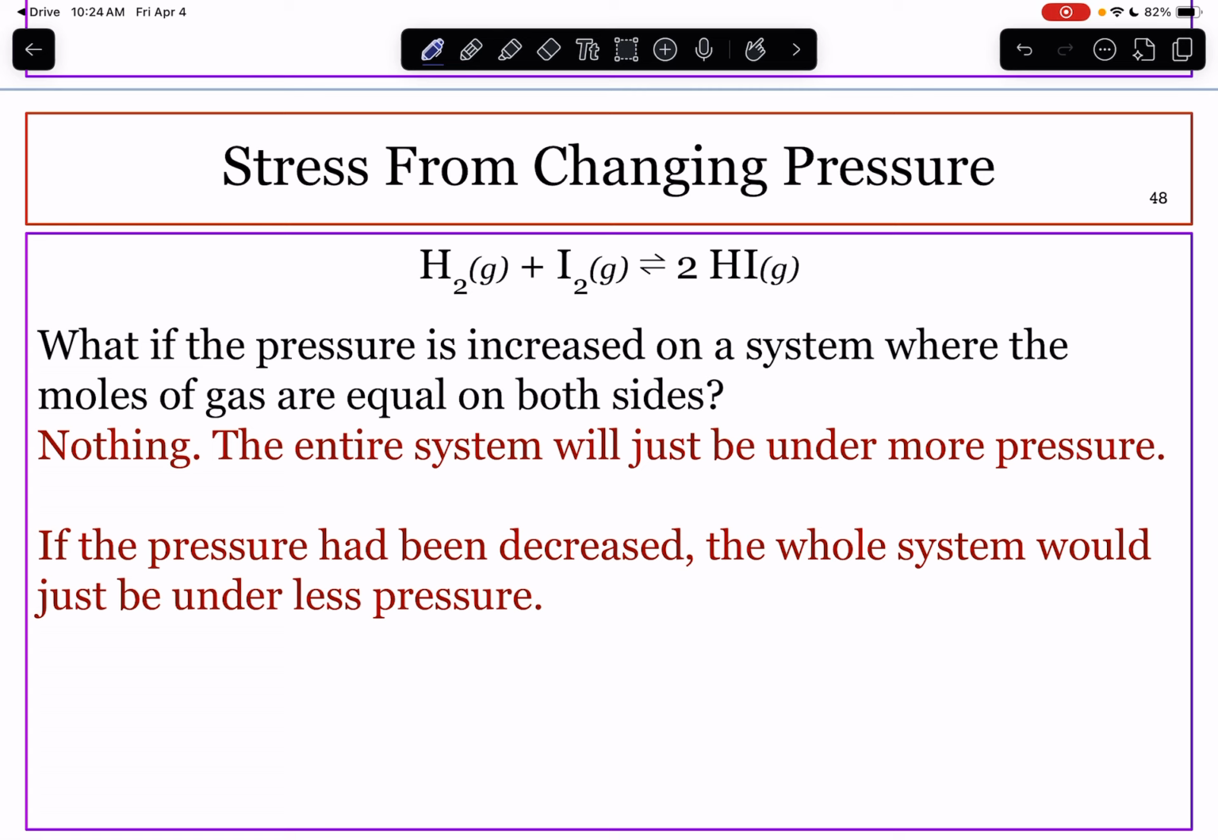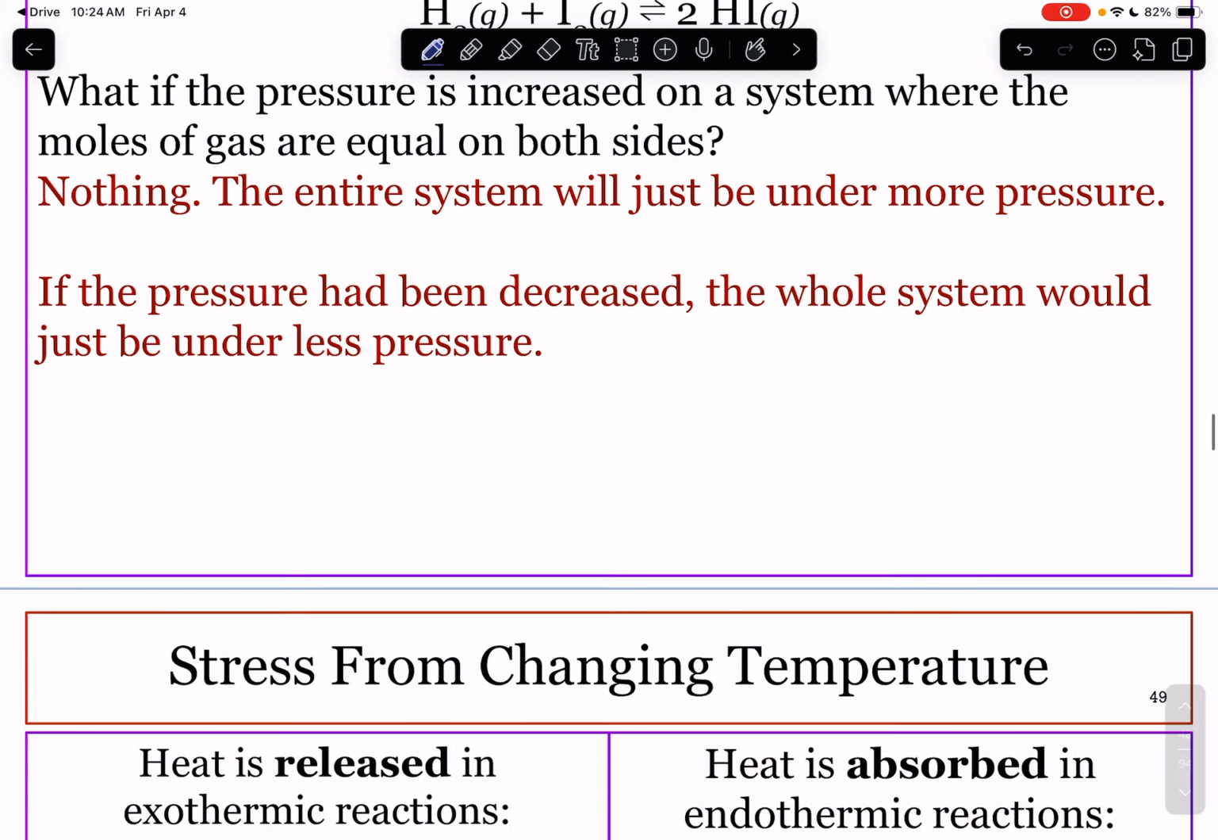In the same way, if the pressure had been decreased on a system where they have the same amount of moles on reactant and product, then the whole system would just be under less pressure and nothing happens.